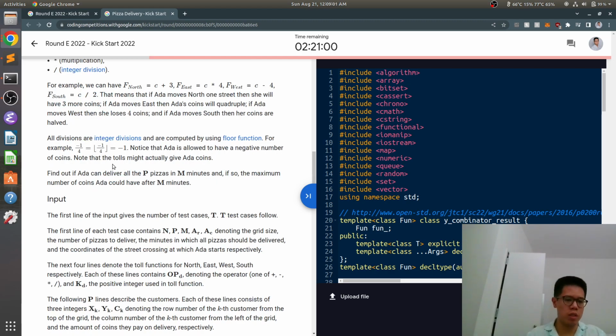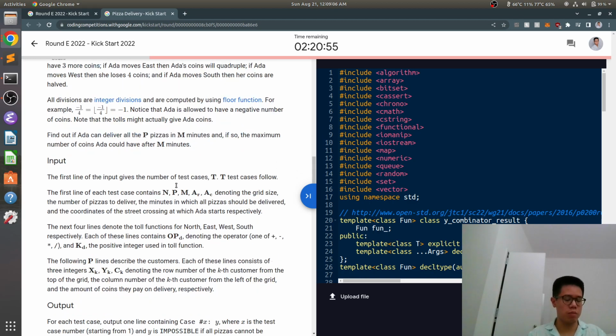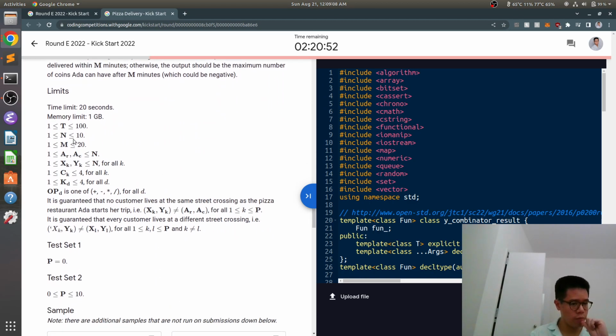Figure out if we can deliver all the pizzas within m minutes, and then if so, figure out the maximum number of coins we can have after exactly m minutes. A couple key things to note here. All of these numbers are very small. It is at most 10, so a 10 by 10 grid. We have at most 20 minutes. This is not as important, but the customers give you at most 4 coins. The operations work from 1 up to at most 4. So even if we multiplied by 4 20 times, we wouldn't get that big: 4 to the 20, or 2 to the 40. And then at most 10 pizzas.